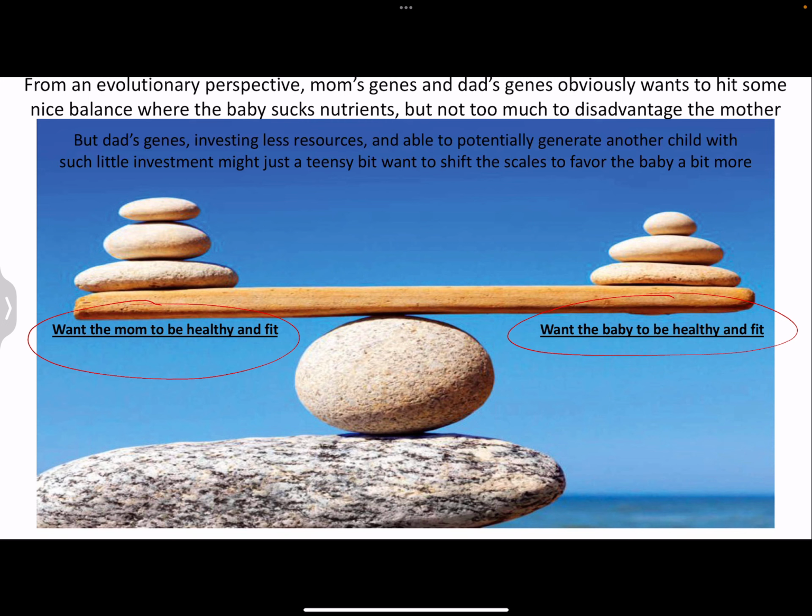But the dad's genes actually involve a fair amount less investment of resources. His ability to generate another child is fairly easy. So it might just be this tiny little crumb more in favor of stealing nutrients from mom at her detriment to the baby's benefit. And so we actually have this misalignment of incentive. This is really the entire idea behind imprinting.